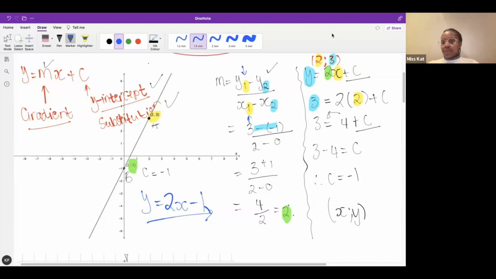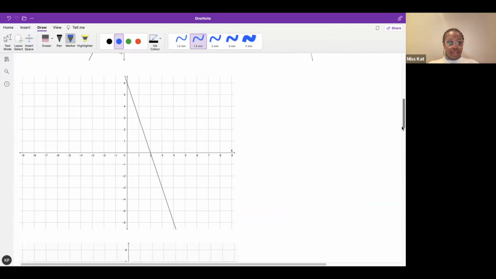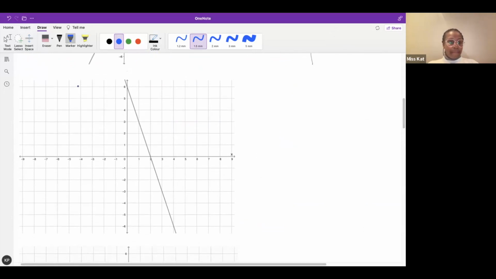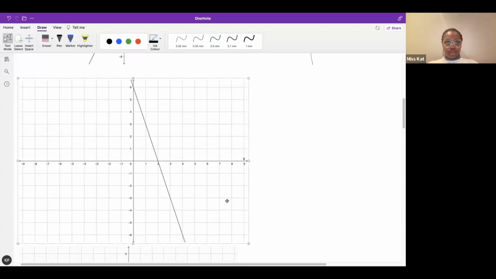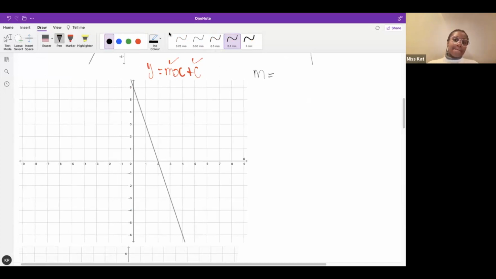There we go. Let's go. Next one. It's okay, Sophie, welcome. Here's our next one. First things first, writing the general formula. Y equals mx plus c. We want m, we want c. Let's go. Who's doing m and c with me?